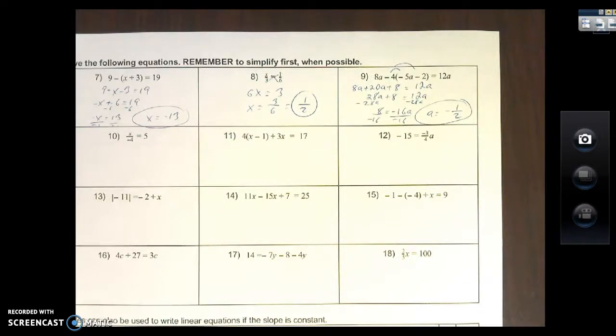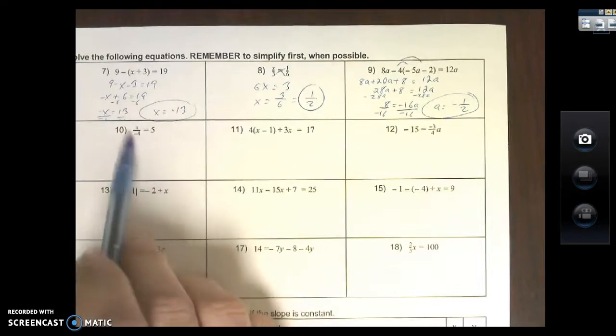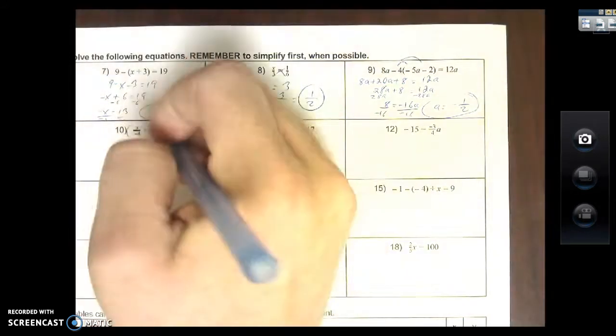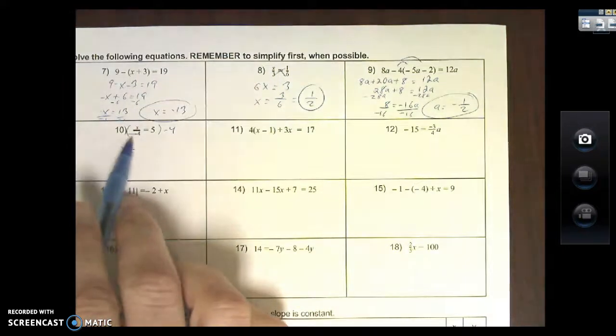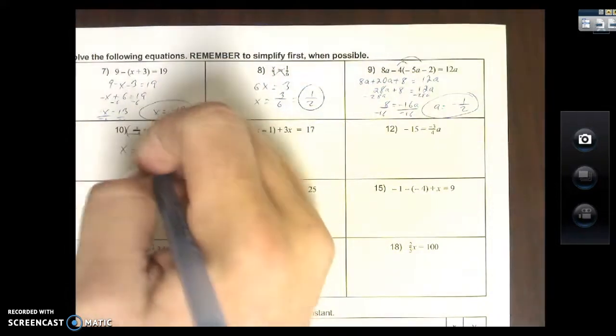So I'm going to come over here, number 10. Jump around right to the next one. What's the opposite of dividing by negative 4? The opposite of dividing is to multiply. So I'm going to multiply both sides by negative 4 here. That actually cancels out that negative 4 in the denominator. And on the right, I get negative 20.